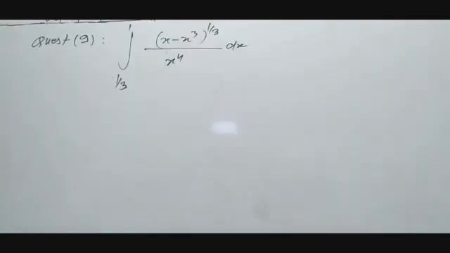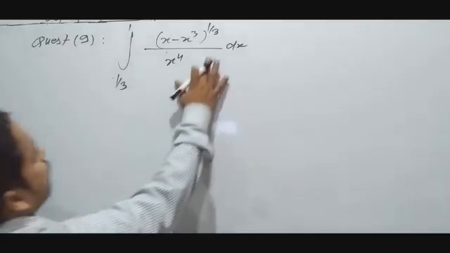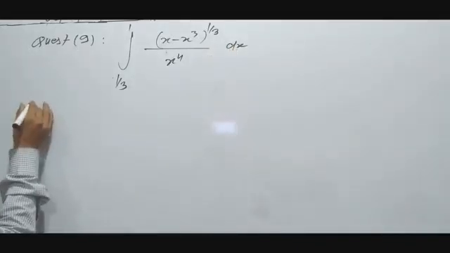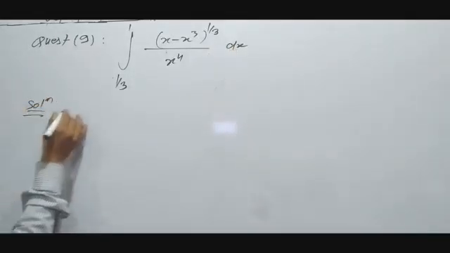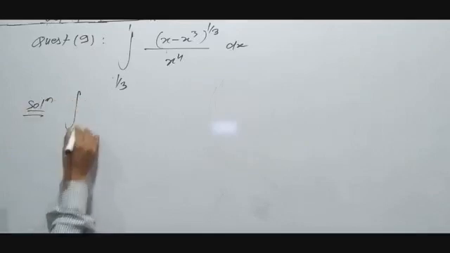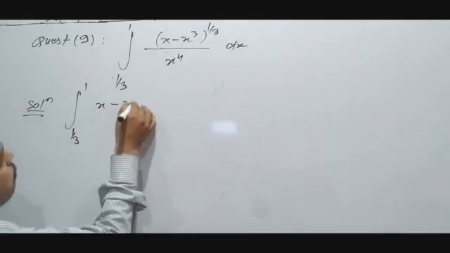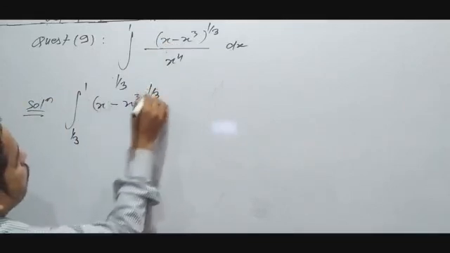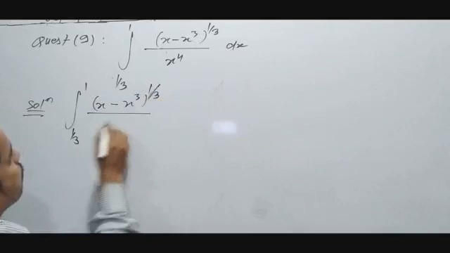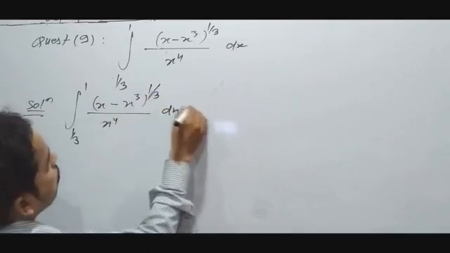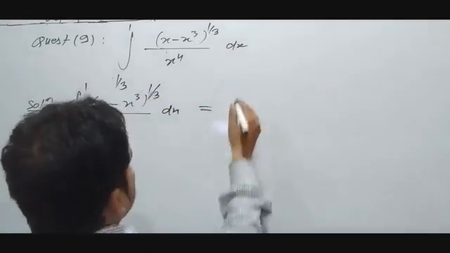Question number 9 is integration from 1 by 3 to 1 of (x minus x cube) power 1 by 3 whole upon x to the power 4 dx. Now we have to integrate. So solution, integration from 1 by 3 to 1, and we are going to take x common from the numerator. What will be the result?